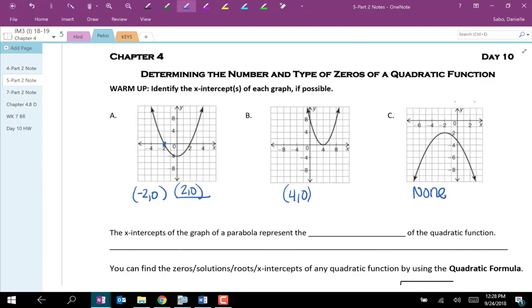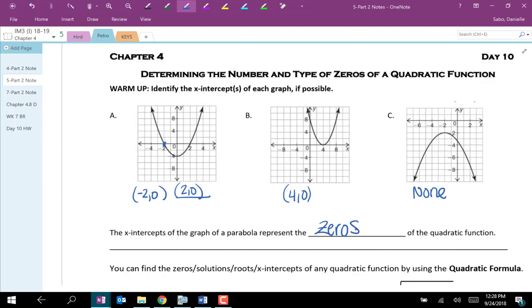Do you have questions on that? Pretty straightforward, right? Okay, it says the x-intercepts of the graph of the parabola represent the zeros of the function. Zeros and x-intercepts mean the same thing. Zeros just refer to the function, and x-intercepts refer to the graph.